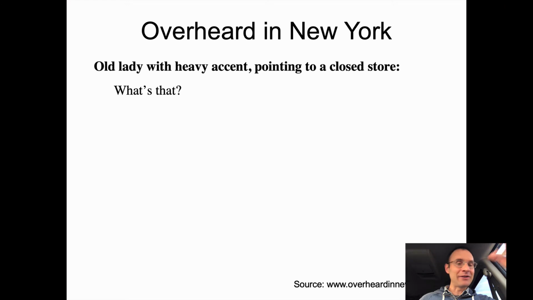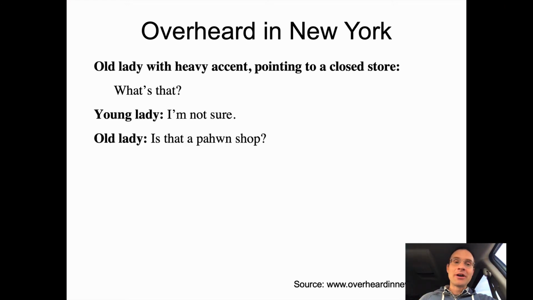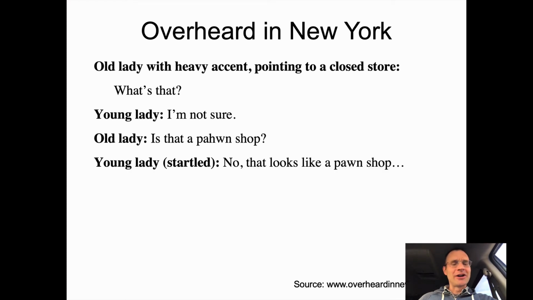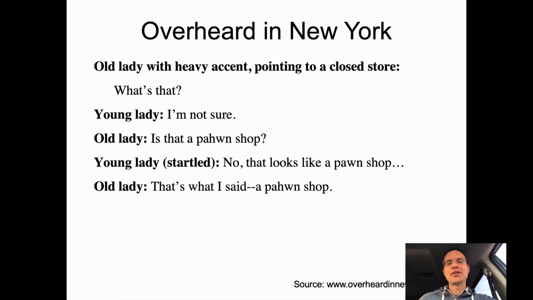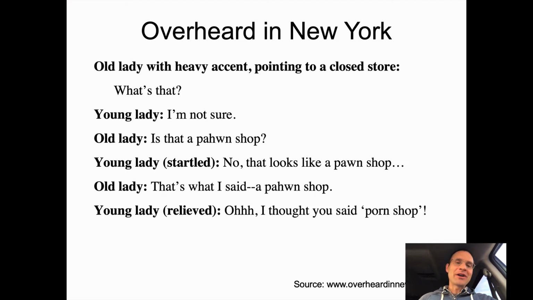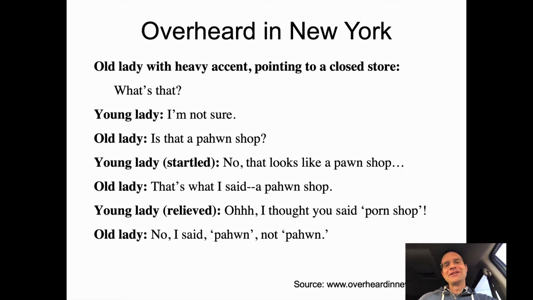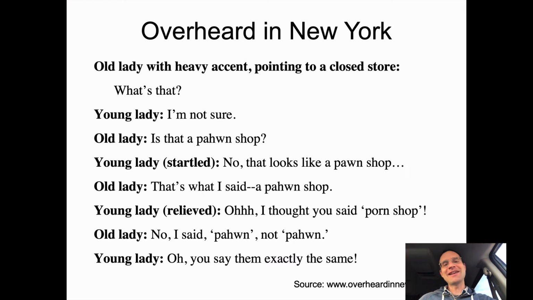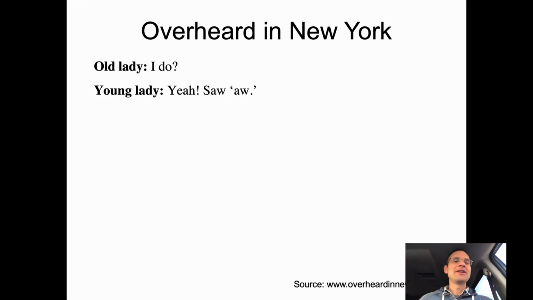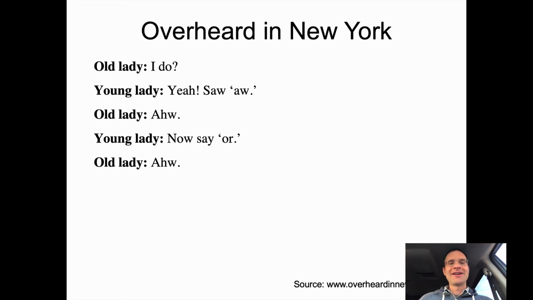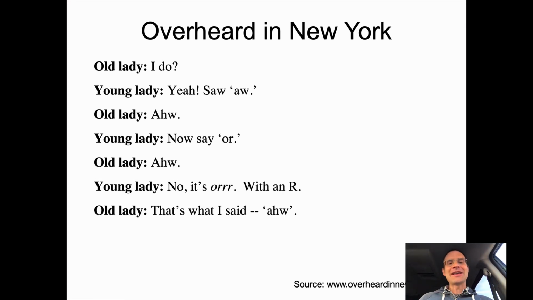It starts off with an old lady with a heavy New York accent pointing to a closed door and says, "What's that?" And a young lady says, "I'm not sure." And an old lady says, "Is that a pawn shop?" Young lady says, "No, that looks like a pawn shop." Old lady, "That's what I said, a pawn shop." Young lady, "Oh, I thought you said porn shop." Old lady says, "No, I said pawn, not porn." And young lady says, "Oh, you say them exactly the same." "I do?" "Yeah, say aw, or. Now say or. Or. No, it's or with an R." "Oh, that's what I said, or."